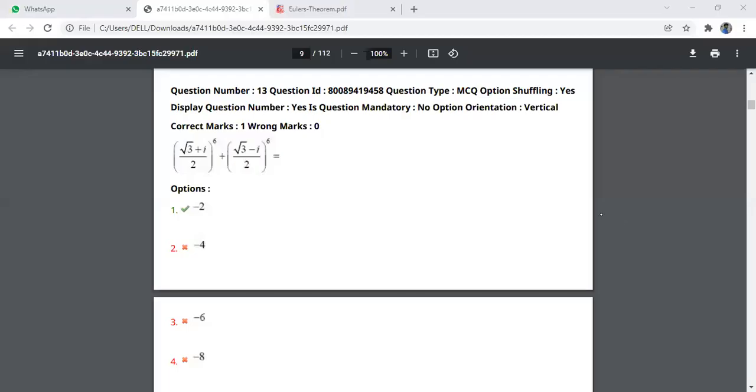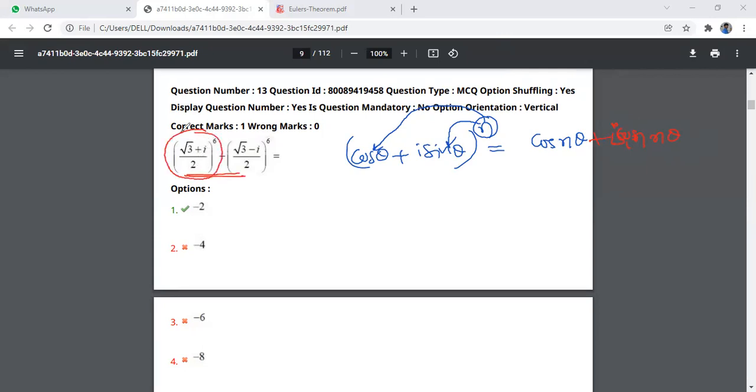De Moivre's property means if you have cos theta plus i sin theta whole power n is equal to cos n theta plus i sin n theta, that means this n we have to write here and here. Cos n theta plus i sin n theta. That's it. So how it will be related to this question, I am writing this part. First only this part I will write, then you will understand clearly.